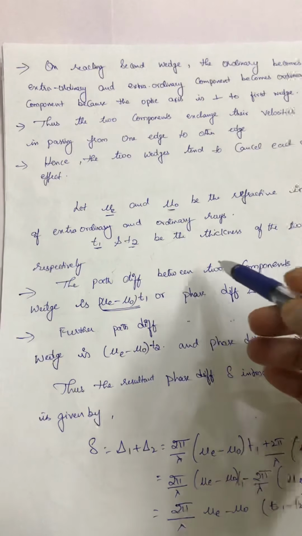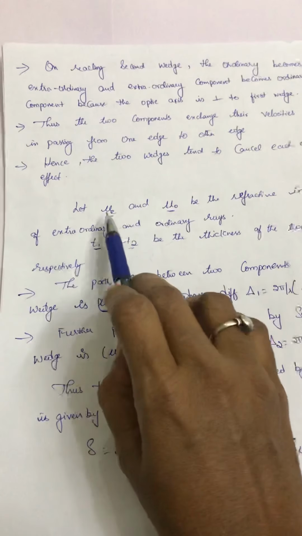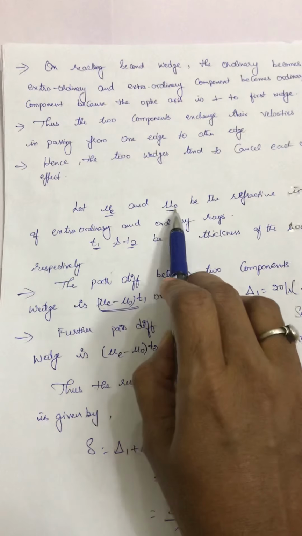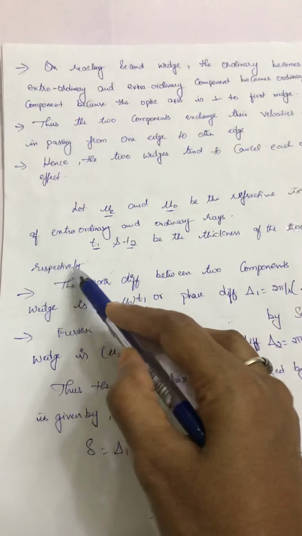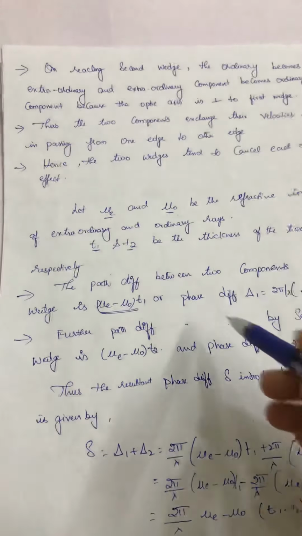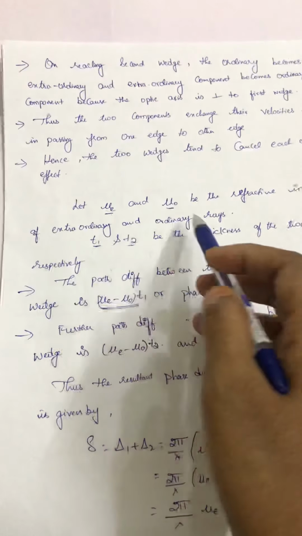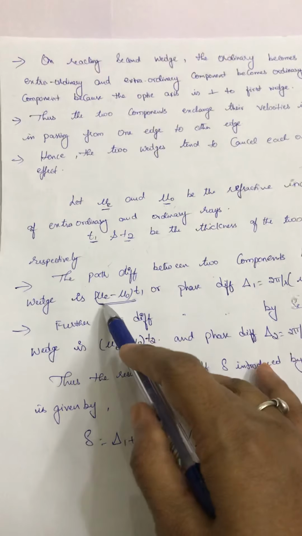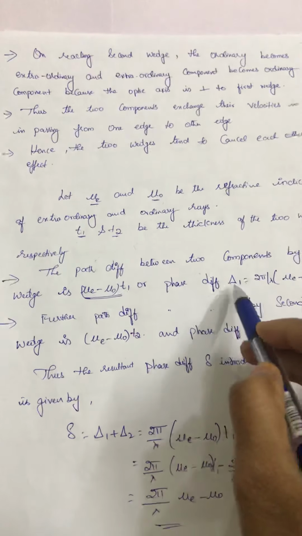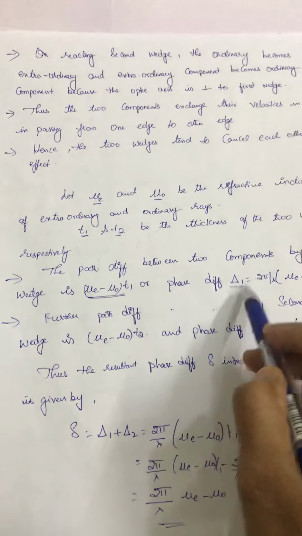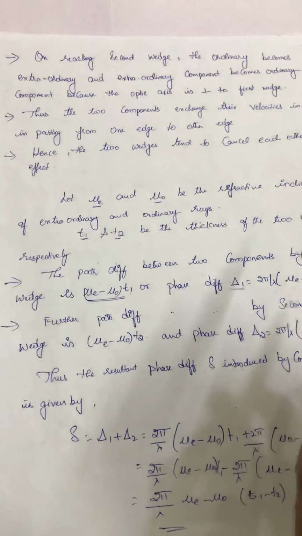Next, we all know that mu represents the refractive index for the material, that is prism or quartz or calcite crystal. Now let us take mu e and mu naught as the refractive indices for extraordinary and ordinary rays, and T1 and T2 be the thicknesses of the two wedges. So now the path difference between the two components, extraordinary and ordinary, will be (mu e minus mu naught) into T1, and the phase difference is delta 1, that is 2 pi by lambda into (mu e minus mu naught) into T1, right?